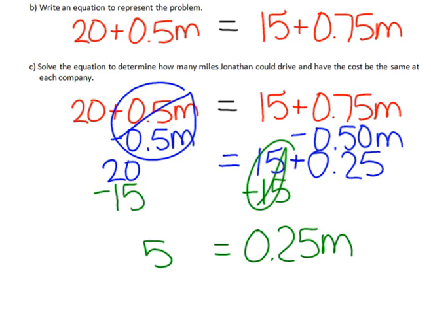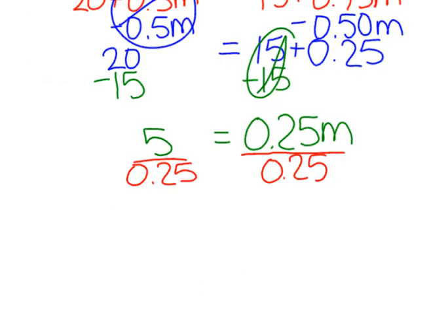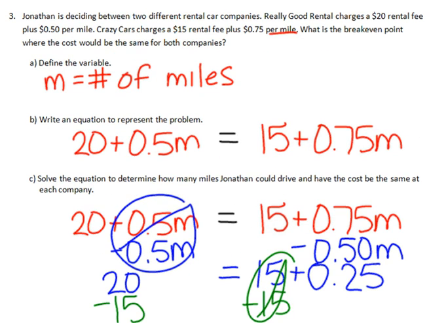And final step is to divide by the coefficient. So we're going to divide by 25 hundredths. That is also the same thing as multiplying by 4. And so I'm going to end up with 20 equals m. Remember that m represented the number of miles. So I'm going to include my units, which would be 20 miles. So if I'm going to drive more than 20 miles, then I'm probably going to want to use the car that charges less per mile. If I'm going to drive less than 20 miles, then I would want to go with the second company.